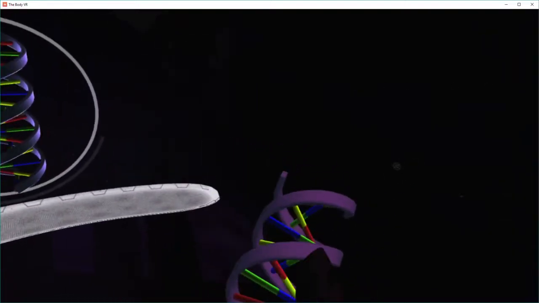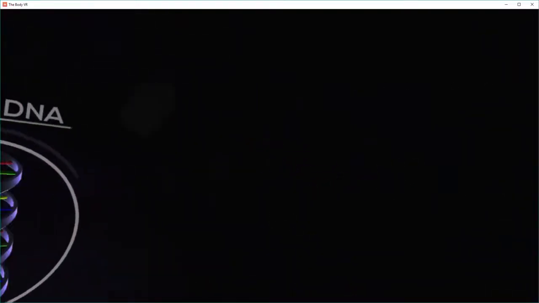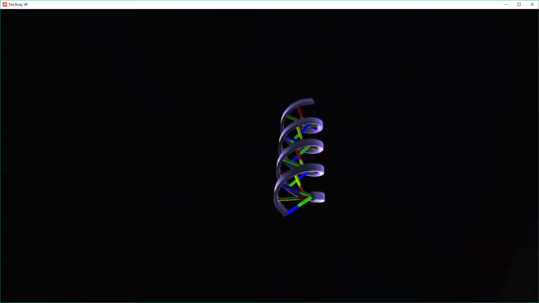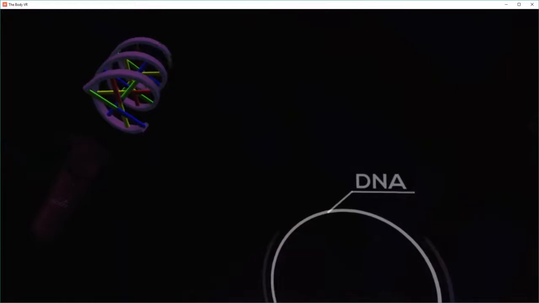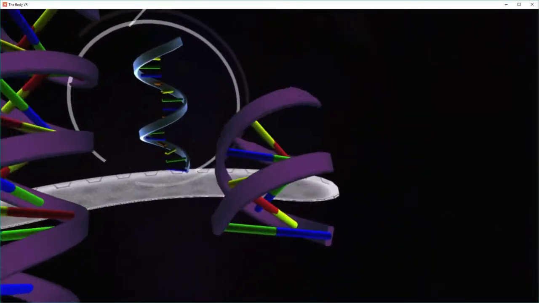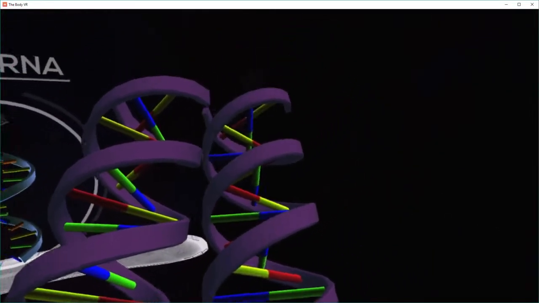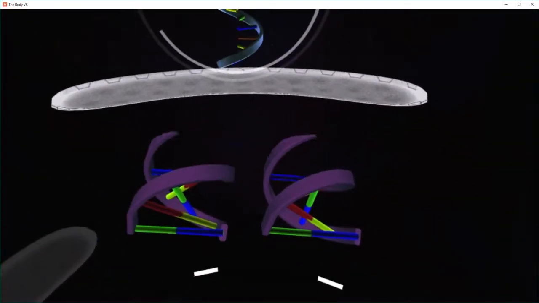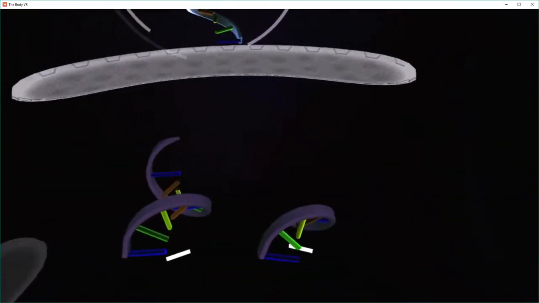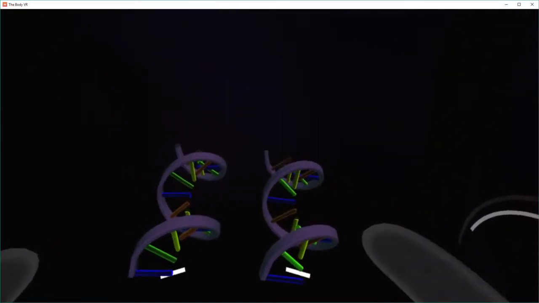Take a piece of it out. The DNA contains instructions for protein synthesis. In the process of transcription, a segment of DNA is copied into RNA, or ribonucleic acid, containing a single recipe for protein creation.